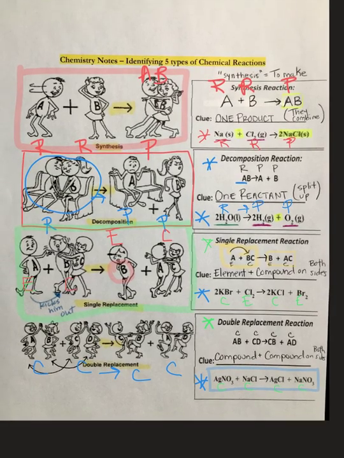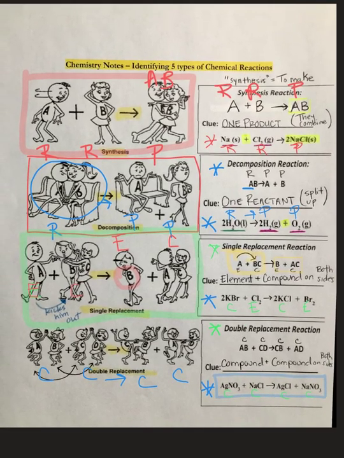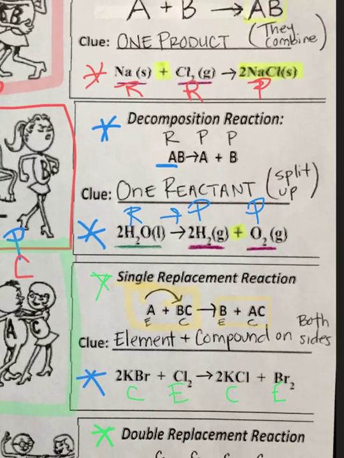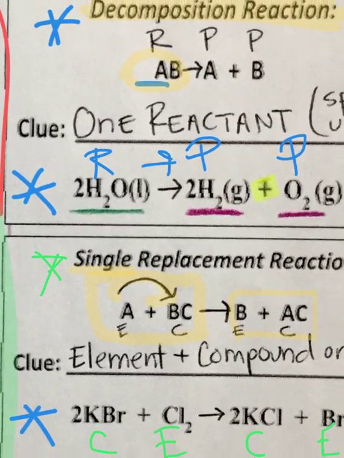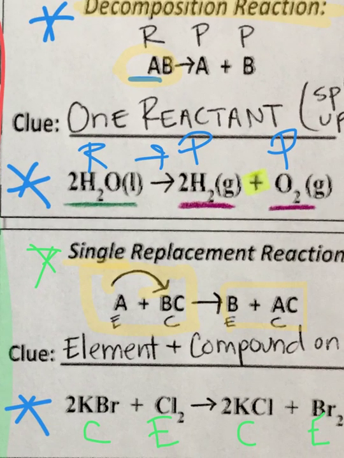Now there's just one more. If you need to pause it here, you can. The one that only has one reactant is going to be something like this, the decomposition. Okay, you start off with one reactant and it breaks apart into two products. A chemical equation would look something like this. Okay, you only had one reactant and then it broke apart.